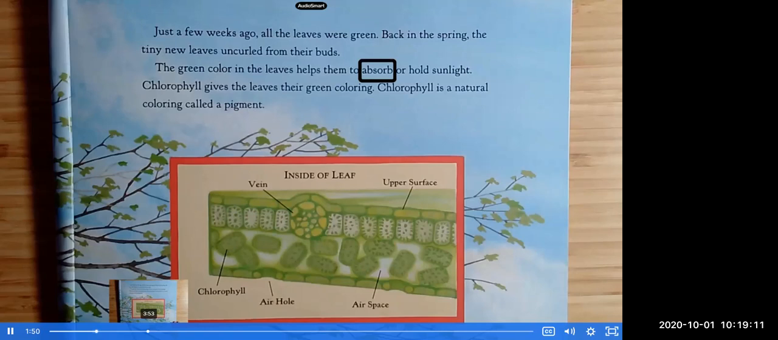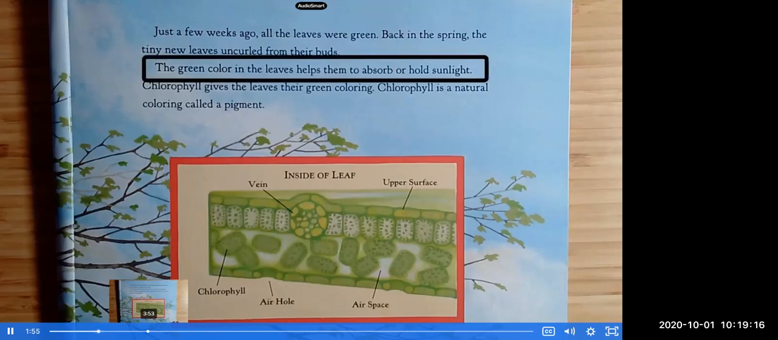Here's the word absorb. Let's echo read the sentence with absorb. And remember, echo read means I'll read the sentence first, and then you can read the sentence out loud. The green color in the leaves helps them to absorb or hold sunlight. Now it's your turn to read the sentence. The green color in the leaves helps them to absorb or hold light.